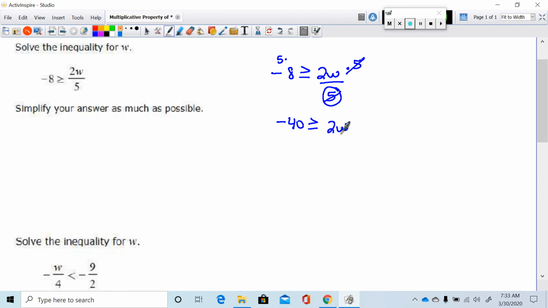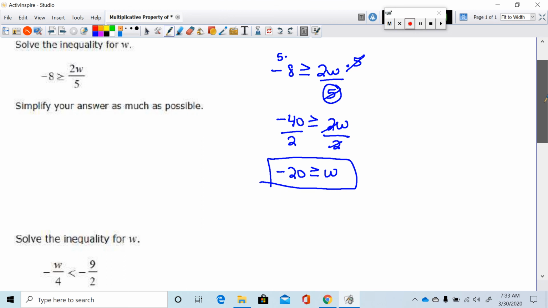Now your goal is to get W by itself, so the opposite, this is 2 times W, the opposite of times is divide. So I'm going to divide both sides by 2. So it's like half of negative 40. Is negative 20 is greater than or equal, top cancels with bottom again, W. And the W does not have to be out front when you're solving them, only when you're graphing. But we're not doing that right now.